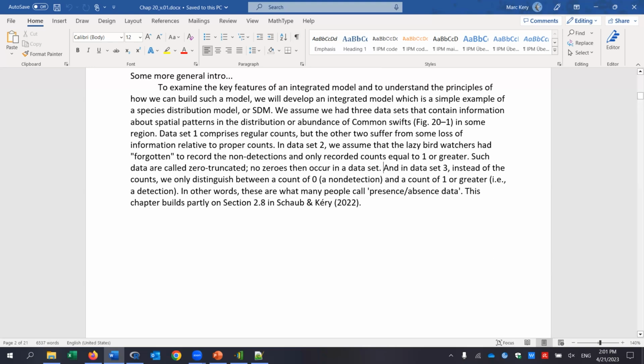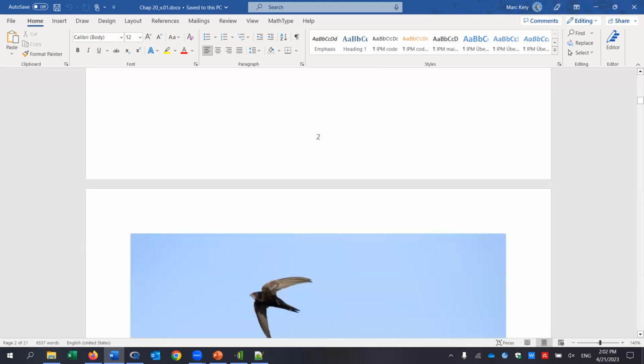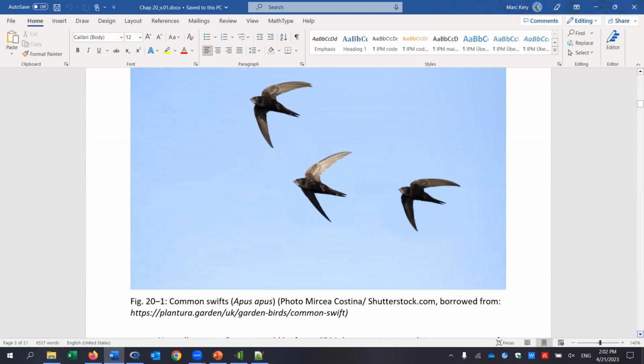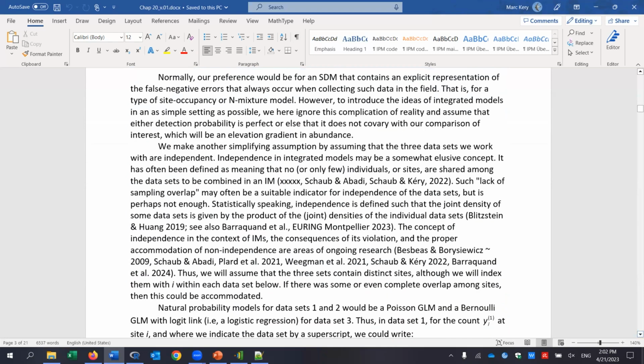Okay, so these are the three types of data, and then we're going to see how we can formulate and fit an integrated model. These are some beautiful Swifts, which I copied from the internet, of course.